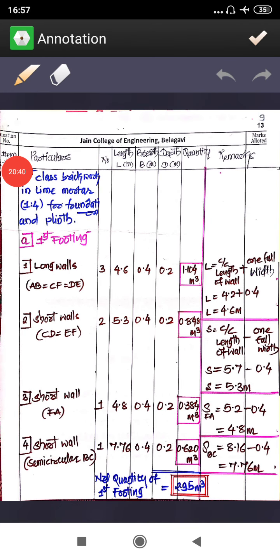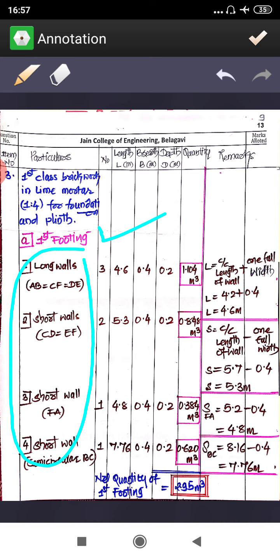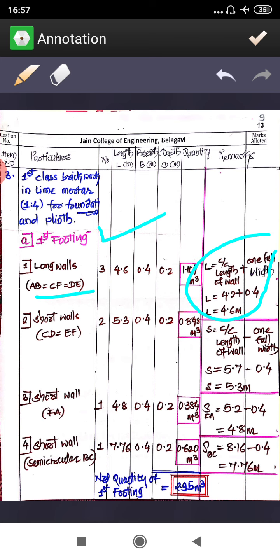Now here, first class brickwork in lime mortar 1:4 for foundation and plinth. We are going to divide that in two sections. First we are going to determine the quantity for first footing, then for plinth. Again the same pattern you are supposed to follow of long wall, short wall. So you will be having long walls AB, CF, and D, three numbers. See, the length is going to change now because the width is going to change.